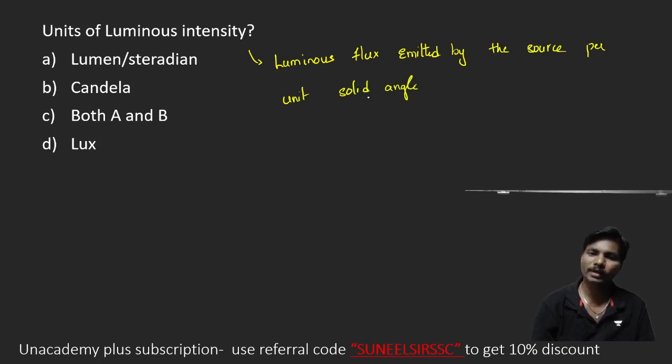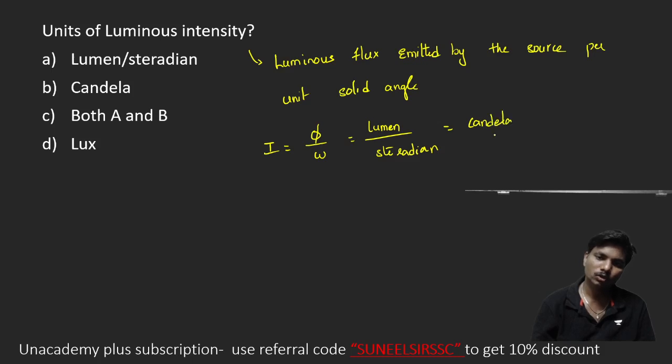Solid angle. Luminous flux divided by solid angle gives luminous intensity, denoted with the letter I, where luminous flux is phi and solid angle is omega. The units are lumen per steradian, which is nothing but candela. So candela is one of the units of luminous intensity, or lumen per steradian. Both options are there, so both A and B. So the answer is option C.